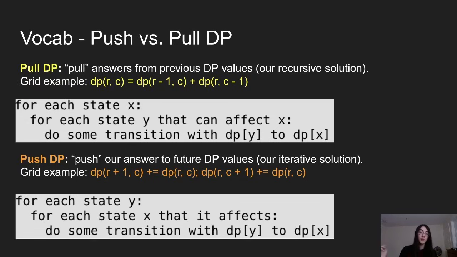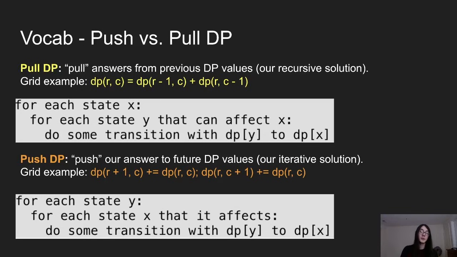In contrast, push DP is more like taking the value of the y state and pushing it to all the x states that it affects. Pseudocode is something like, for each state y, for each state x that it affects, do some transition with dp[y] to dp[x]. So we're pushing the information from the y state out to the x states that it affects. This was our iterative solution.